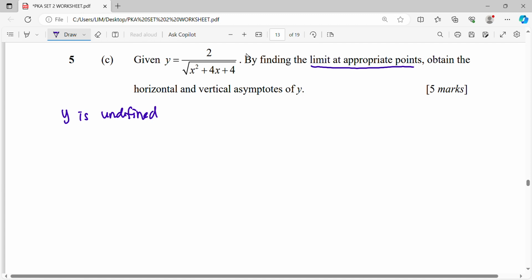So what's the value that makes the y undefined? As you can see, y here is a fraction, right? So to make it undefined means your denominator equals 0. So y is undefined when x squared plus 4x plus 4 equals 0. So we want to find out what is the point first. What's the value of the x that makes your function undefined? There might be an asymptote there. Alright, so simplify this quadratic.